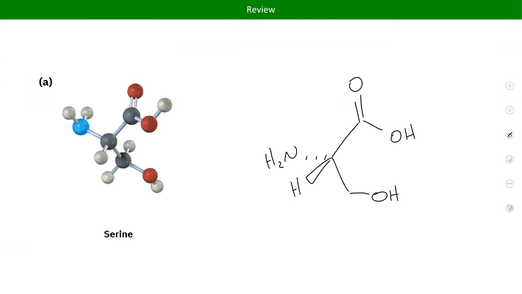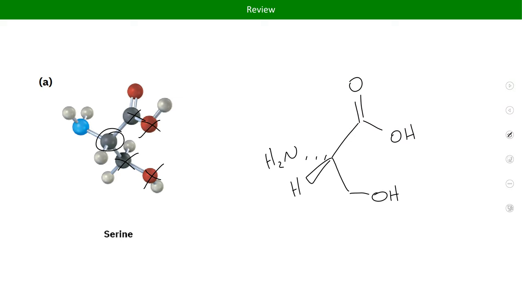So as I was drawing this, I started counting, like, okay, well, this carbon has two hydrogens that are identical, so that's not a chiral center. This carbon's got four different things attached to it, so that's a chiral center. This carbon's sp2, so that's not a chiral center. Both of these oxygens have two lone pairs, so that's identical, so they're not chiral centers.